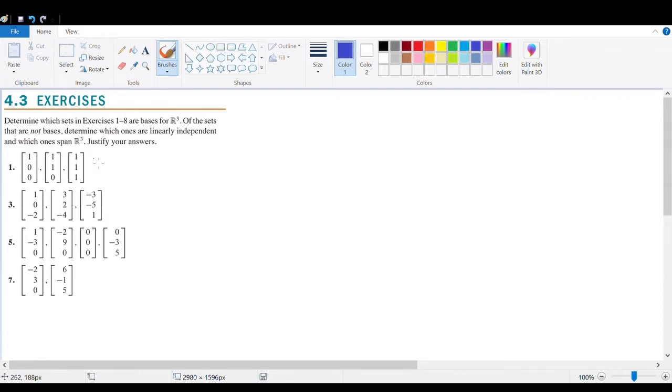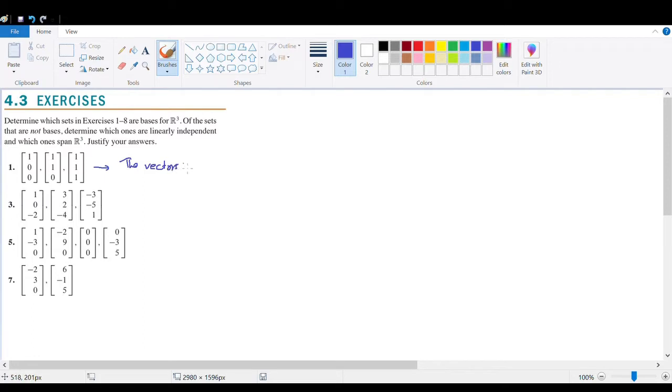Now for the first one, since here we have a pivot in each column, that means the set is linearly independent. The columns are linearly independent. And since we have a pivot in each row, this set spans R3. So from here we conclude the set is a basis for R3.